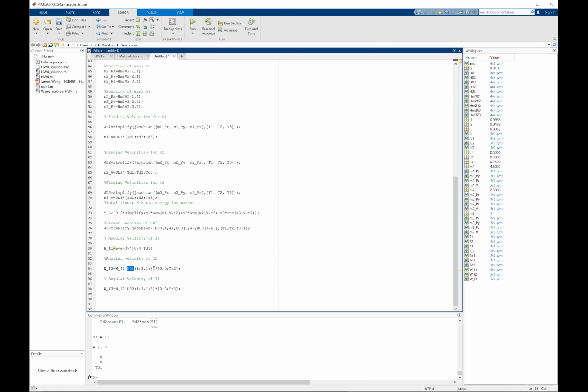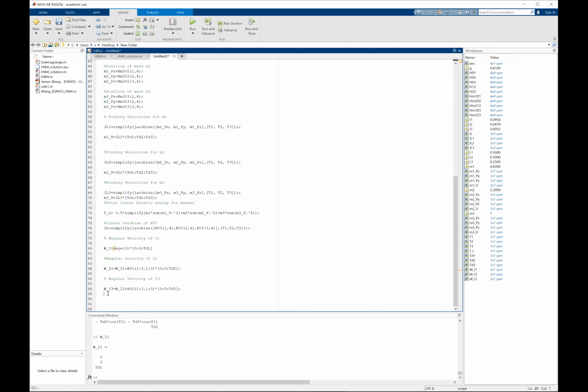H01 gives me the mapping from the angular velocity of link 2 to the angular velocity with respect to the ground reference frame. Because check this out, omega I1 is with respect to the 0th reference frame. So omega I2 must be with respect to the 0th reference frame. Omega I3 must be with respect to the 0th reference frame. So hopefully Trenton's question is answered.